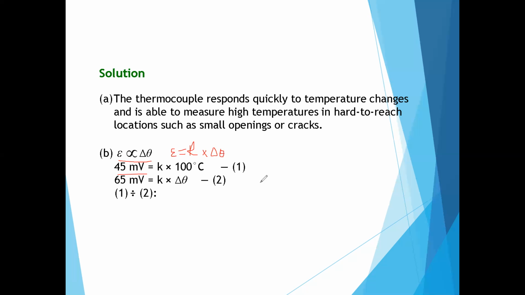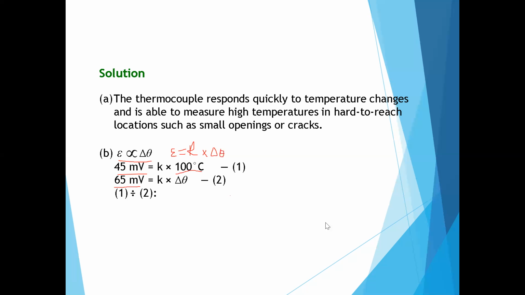Now, in the first scenario, we discussed that when X and Y were at 0 and 100, the EMF was 45 millivolts. So at 45 millivolts, you got a temperature difference of 100. How? 100 minus 0 is equal to 100. The temperature difference is 100 degrees Celsius. Then in the second scenario, it changed to 65 millivolts is equal to K into delta theta. We don't know what delta theta is. We don't know the change in temperature because one junction was at 0 and the other junction was at an unknown temperature.